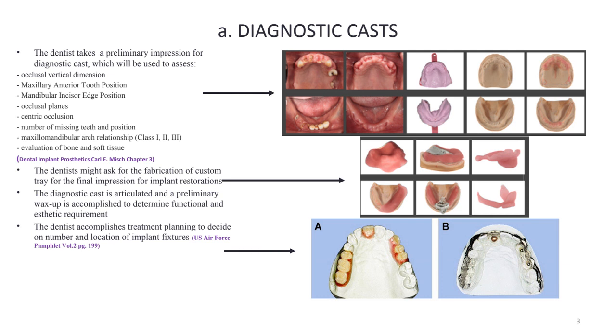Another important aspect of doing this type of diagnostic cast is that the dentist might ask us to do a diagnostic wax-up. So for instance, if a patient is missing the six upper anteriors, the doctor may ask us to do a diagnostic wax-up to see how the patient will look with the temporary restoration, and then that can be used as a guide for how to design the final restoration.